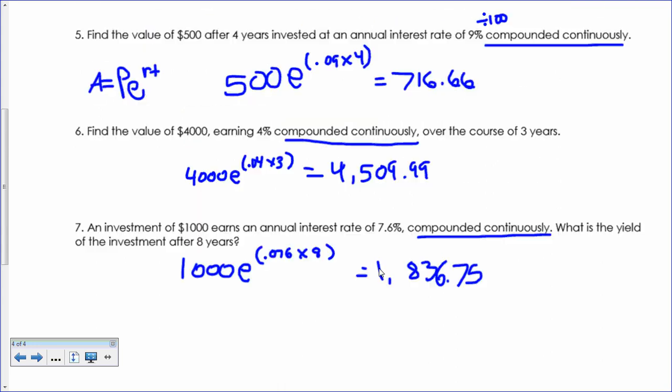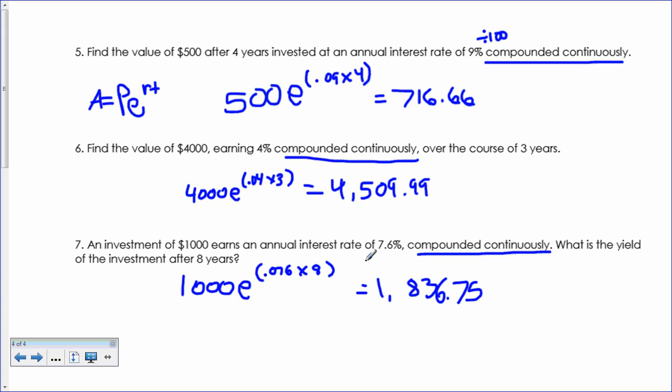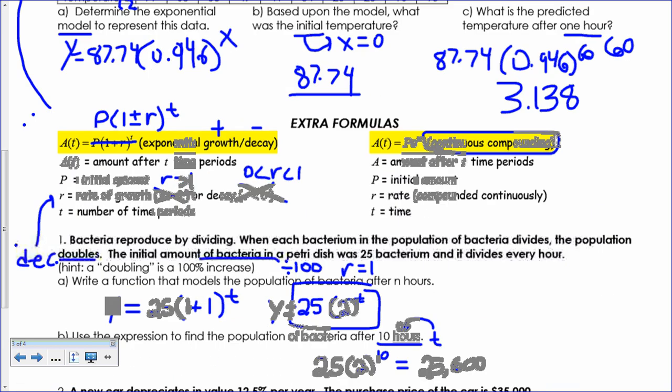So just look for the wording to tell whether you use the PERT formula or this one, and then you'll be good to go from there.